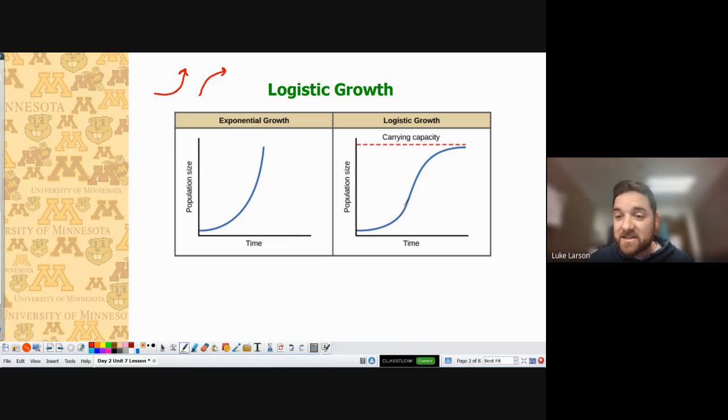It starts out fast, but then due to what we're going to call a carrying capacity, like the bacteria run out of room, they run out of food, the growth starts to slow down and it levels off at an equilibrium.